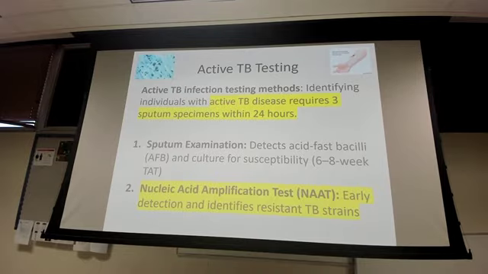All right. Active TB testing. This requires 3 sputum specimens within 24 hours. All right? Anybody with active TB also needs a nucleic acid amplification test. All right. So what are the two? The first one, how many sputum specimens? 3. Within 24 hours. And then that last one, nucleic acid amplification test, okay? You got that down? You'll be all right.